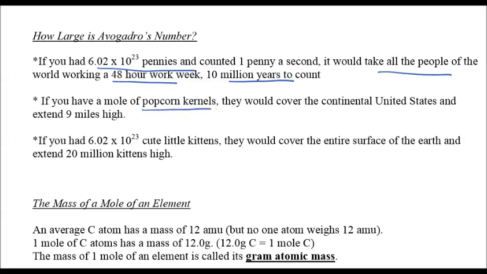If you have a mole of popcorn kernels, they would cover the entire United States and extend 9 miles high. If you have 6.02 times 10 to the 23rd cute little kittens, they will cover the entire surface of the planet and extend 20 million kittens high. Why is there such a large number? Because we're using it to count such a small thing, the atom.